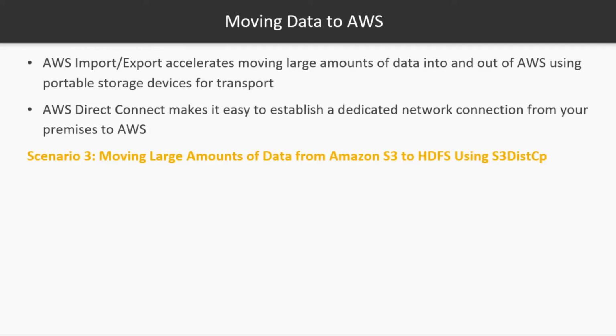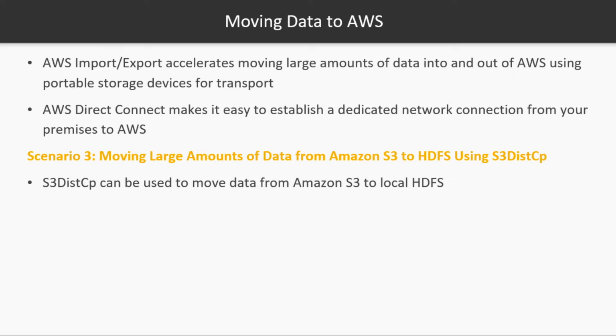Scenario 3: Moving large amounts of data from Amazon S3 to HDFS using S3DistCp. As we saw earlier, S3DistCp lets you copy large amounts of data from your data center HDFS storage to Amazon S3. You can also use the same tool and a similar process to move data from Amazon S3 to local HDFS. You can also use DistCp to move data from Amazon S3 to HDFS. Since S3DistCp is optimized to move data from and to Amazon S3, AWS recommends using S3DistCp to improve your data transfer throughput.